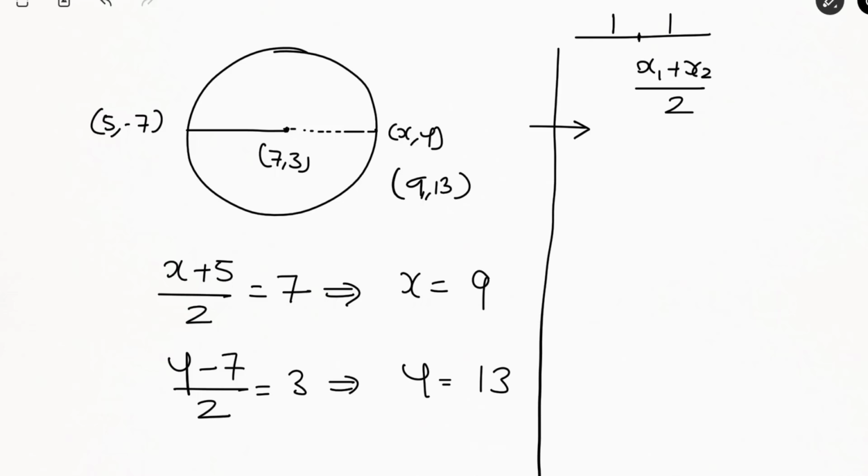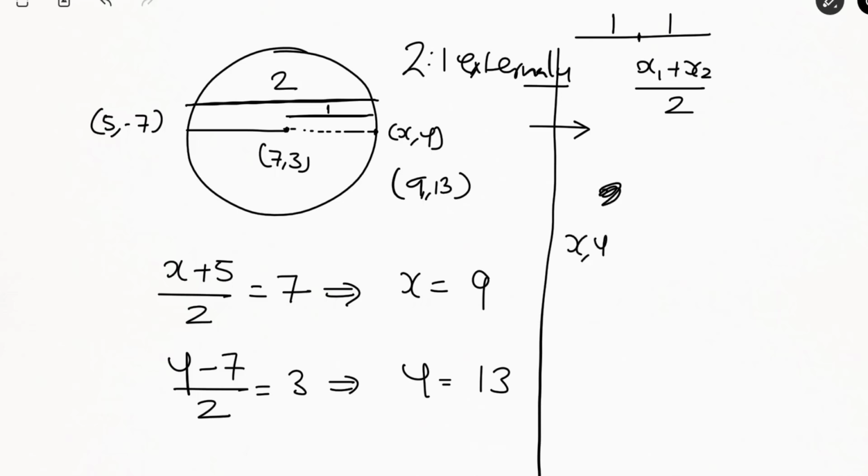Alright, so x, y, this point, what is the ratio in which this is dividing the line segment joining these 2 points? What is the length ratio of this length over this length? This is obviously 2 times of this, right? So this is dividing into 2:1 externally, right? So 2:1 externally. So x, y you can directly get using that formula.